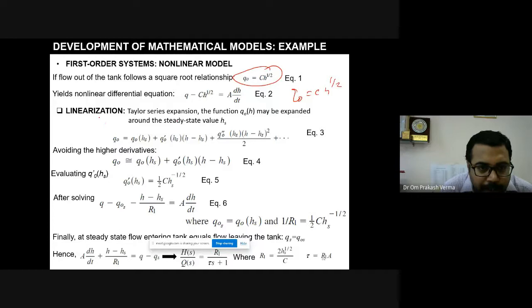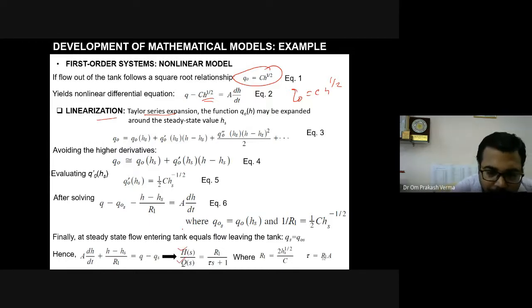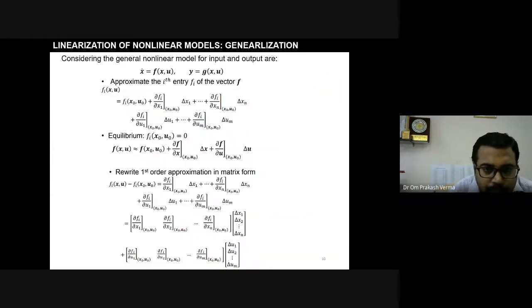And we have linearized this non-linear term using the Taylor series expansion, and then we have developed the transfer function of this tank. Again, this will come to R upon tau s plus 1. Okay, the output level to the inlet flow rate, considering all the initial conditions 0.